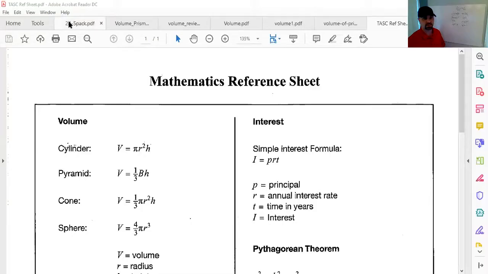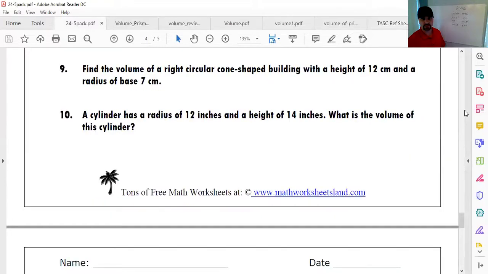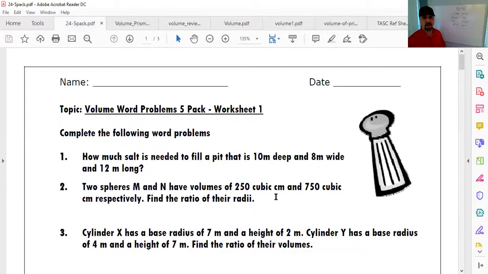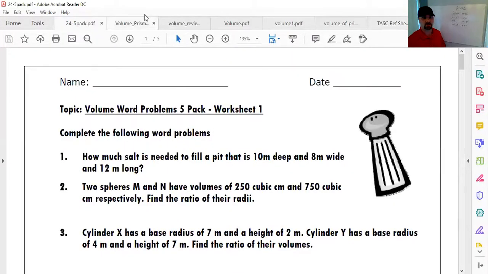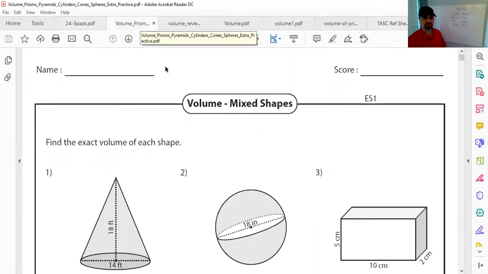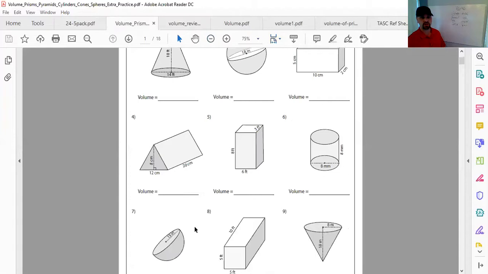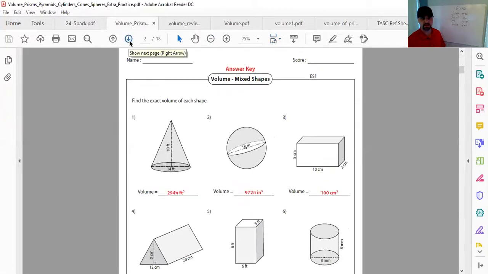I got quite a few worksheets to send you. There's this one, which is pretty good. I like it because it gives you a lot of word problems. There are 5 pages, all word problems for volume. We're not going to start there. These are pretty good too. Again, I like this worksheet. It's straightforward, asking you for the volume of these different shapes. There are 18 pages, I think 9 different worksheets, because the second page is the answers.